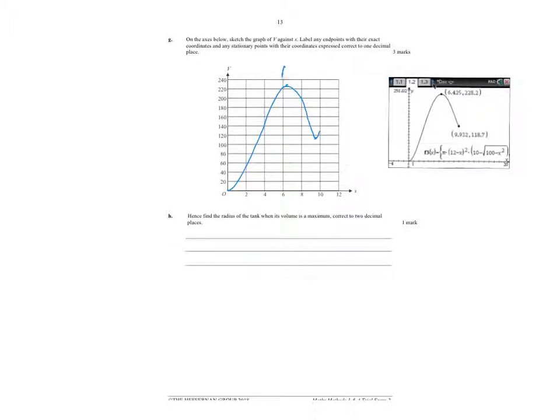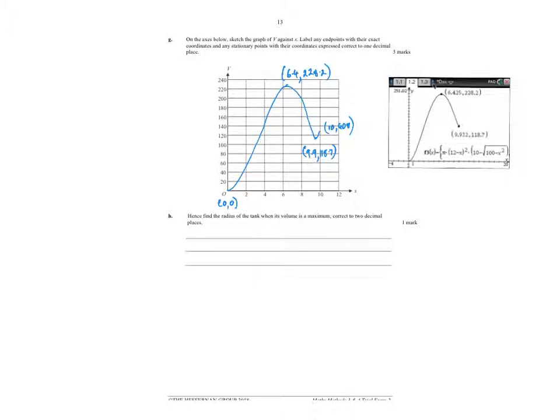So 6.4, 22, 8.2, 0, 0, turning point down here, 9.9, 118.7, and the endpoint had to be in exact form, 10, 40 pi. So let's quick check.